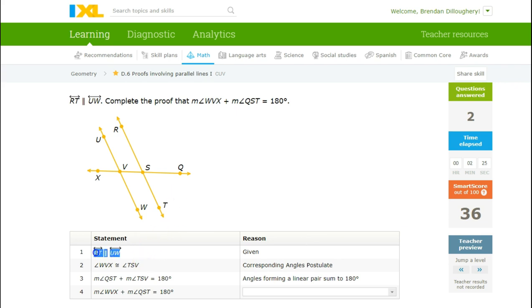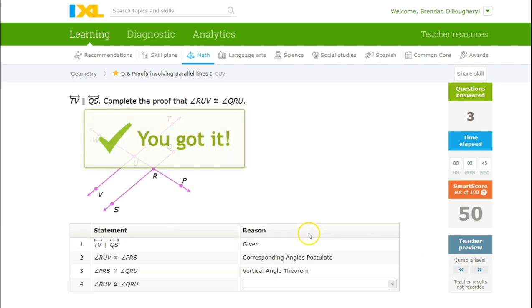So if these are parallel, then we know corresponding angles match, okay? We have linear pair. This looks like the same as the first one we did. And so could we substitute out the TSV for the WXV? That's what happened, or WVX. That's what happened here. So that was substitution. Okay, we're going to hit enter there.